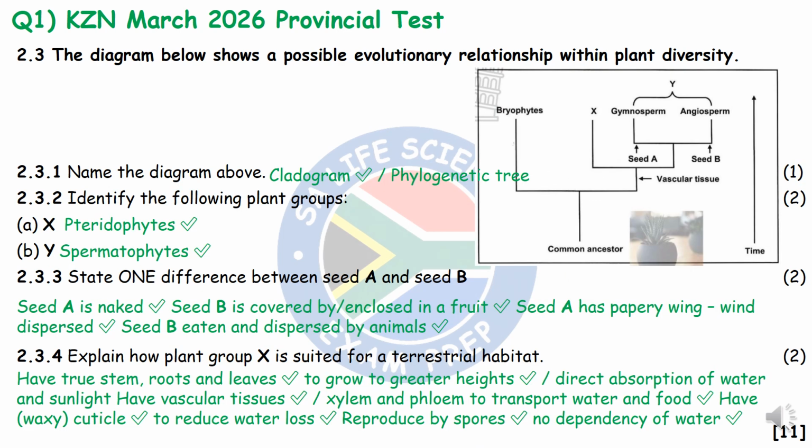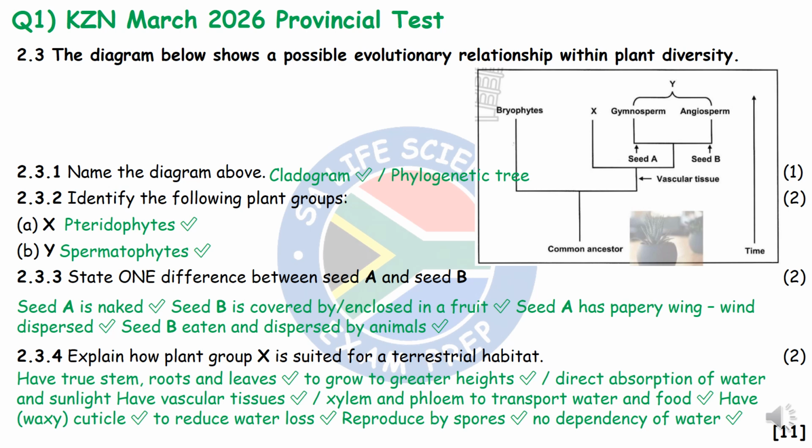Question 2.3.1. Name the diagram above. The diagram above is a cladogram or a phylogenetic tree. 1 mark. 2.3.2. Identify the following plant groups. Plant group X evolved after Bryophytes but before Gymnosperms, so that would be the Pteridophytes. Identify plant group Y. This is referring to Gymnosperms and Angiosperms.